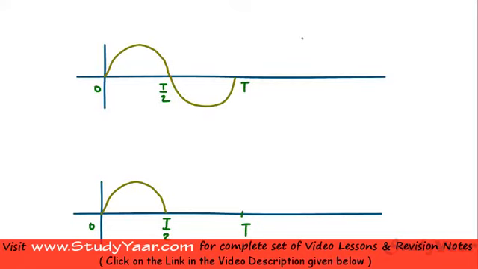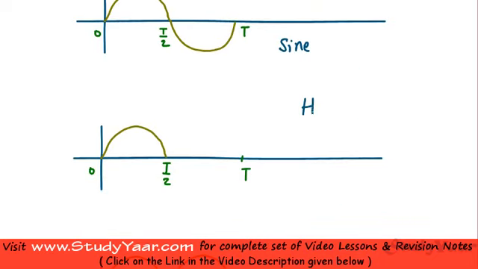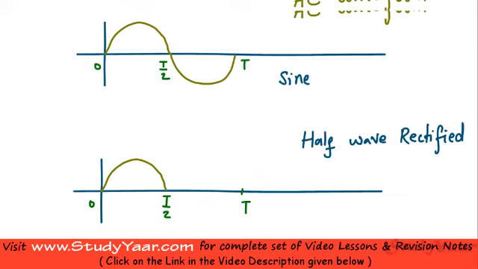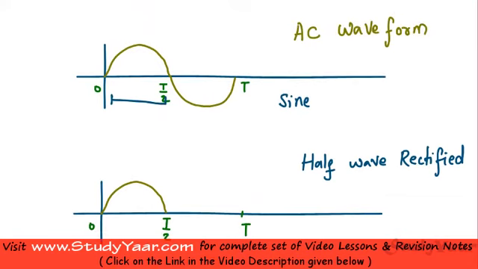Let's look at some common AC waveforms. As we have already seen, an AC waveform does not always necessarily have to be a sinusoidal waveform. What we have seen up until now was a sine wave. You could also have a half wave rectified sine wave. What is a half wave rectified sine wave? It is simply a sine wave which is on for the first half and off for the second half.